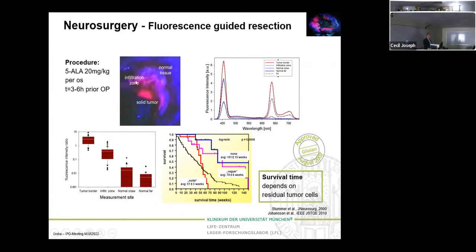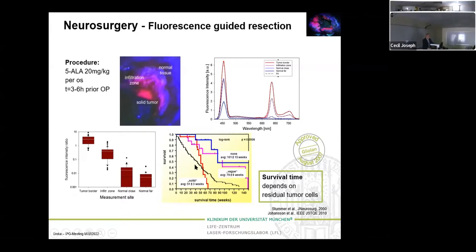But we also have some fluorescence in the infiltration zone. There are a lot of tiny cells, and we can measure the fluorescence here. This is in the tumor, this is in the infiltration zone, this is outside in the normal tissue. So we are very, very low there, which means we have very, very high selectivity. We can measure the content of the PpIX by fluorescence here.